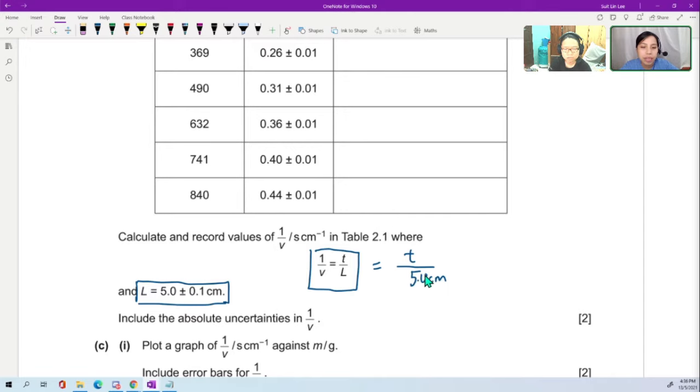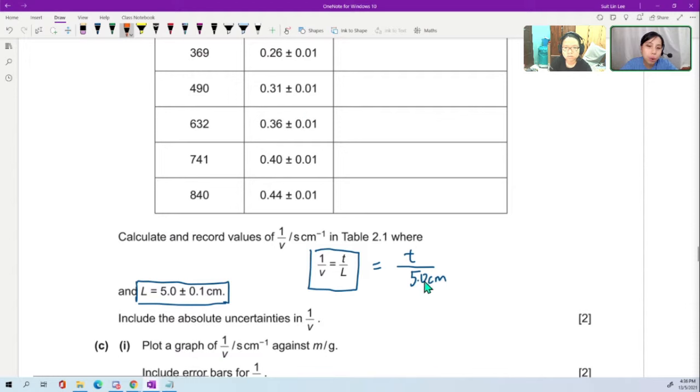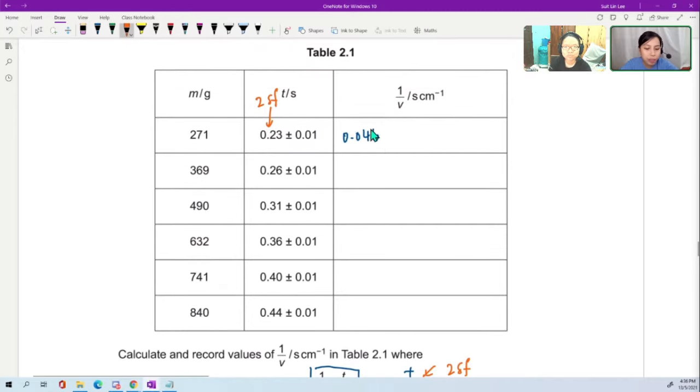Let's go to the table and do some calculations. So you press calculator, the first value t over 5, you get 0.046. How do you know how many SF to keep? Well, you check t, 2 SF. So your 1 over v can be 2 or 3 SF. Don't forget to check your L. 2 SF, 2 SF. So your final answer can be 2 SF, or if you want to go extra, 3 SF. But it's going to be a plotting pain later, so I'm just going to stick with 2 SF.